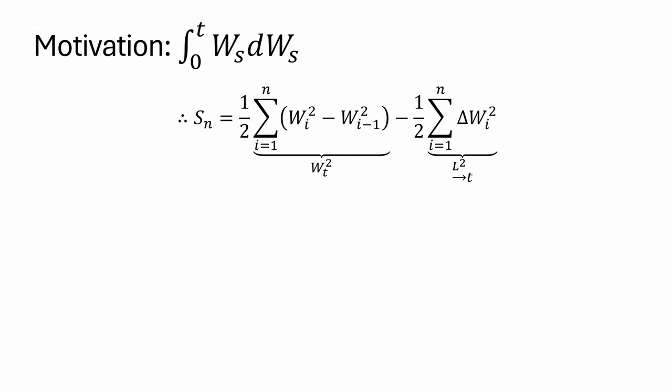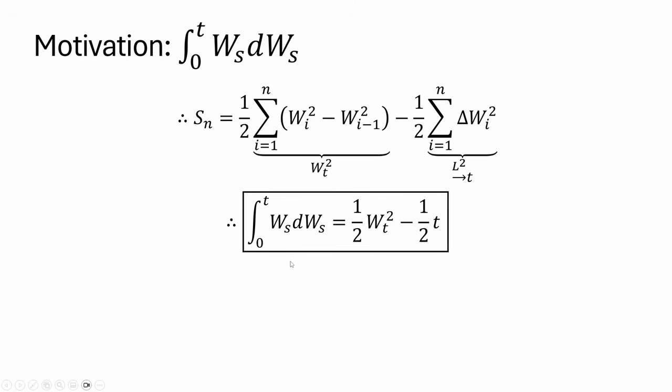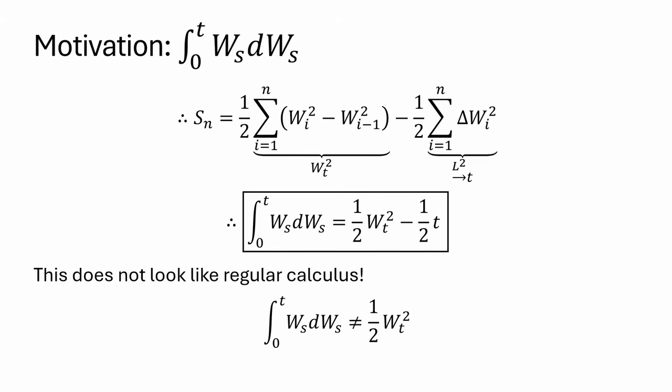So combining our results, the first term in Sn is half Wt squared, and the second term converges to minus half t in the mean square sense. So by the definition of Ito integrals, the integral from 0 to t of Ws dWs is 1/2 Wt squared minus 1/2 t. But hold on, this does not look like regular calculus. If we use the chain rule, or equivalently the u-substitution from regular calculus naively, we would get half Wt squared. But in the actual result, there is minus half t at the end. So what is going on?